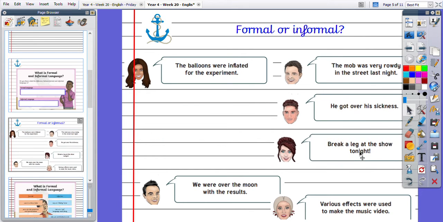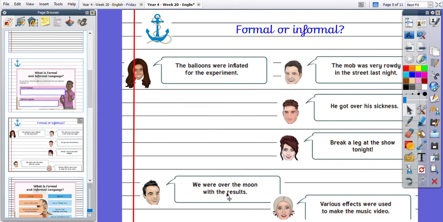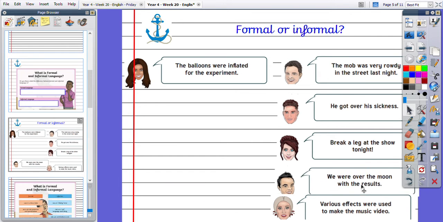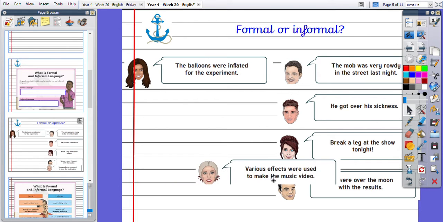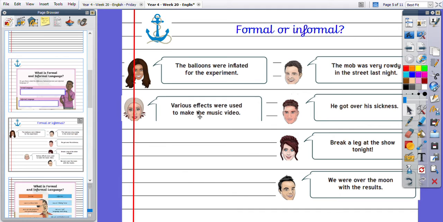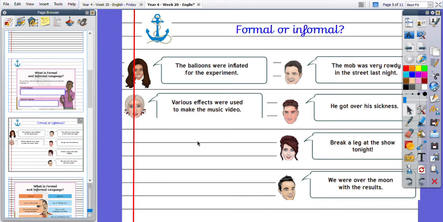Break a leg at the show tonight, informal. We were over the moon with the results, informal. And various effects were used to make the music video is formal. So well done if you got those correct.